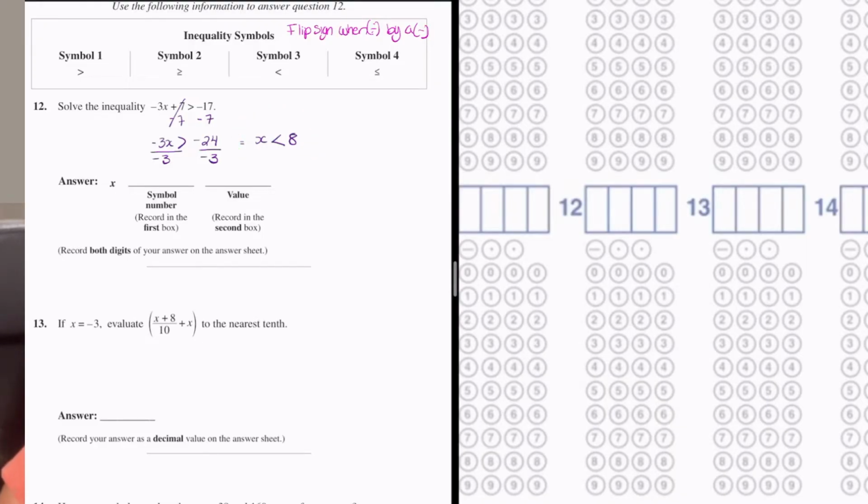So the alligator is going to be eating the 8. If you remember that from elementary, that means our symbol is going to go this way. And our answer was 8. So that means I need to record symbol number 3. Okay, so on my list, I'm going to record symbol number 3. So bubble that in, 3, and then the number 8. Bubble in the number 8. And of course, we're going to write it in there. And that's how you're going to fill that one in.